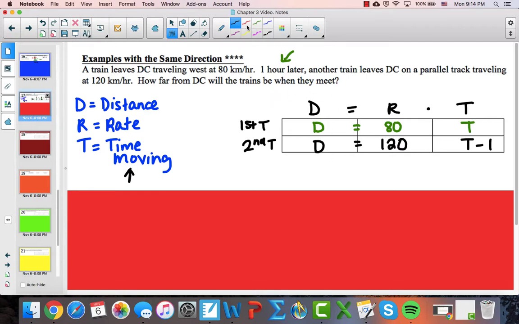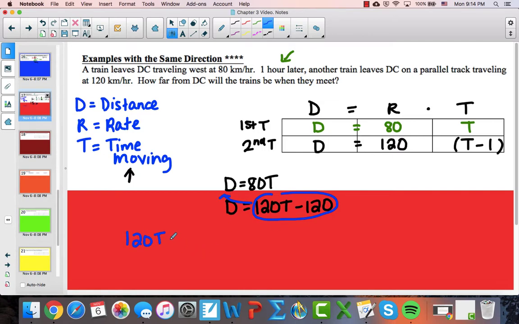All right, so there are my two equations. My first equation, D equals 80T. My second equation, D equals, now I'm going to distribute since it's multiplication, right? So 120T minus 120. All right, system of equations. It's all set up for substitution. I have this D with a coefficient of 1. I can substitute 120T minus 120 in right here. So I get 120T minus 120 equals 80T.